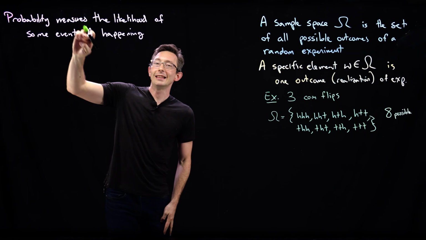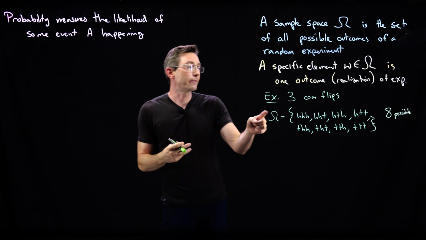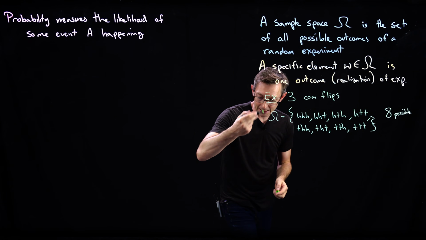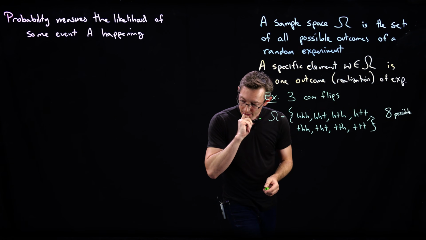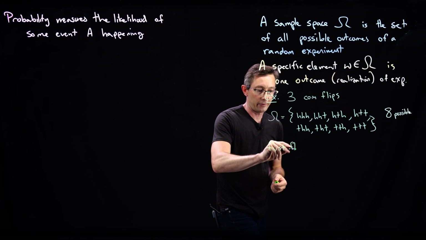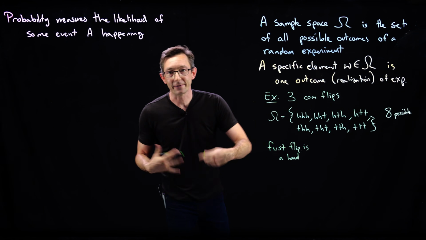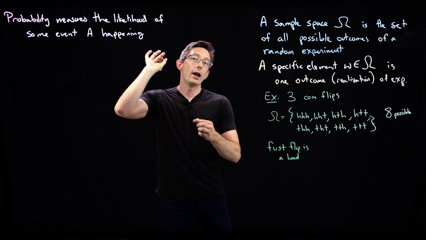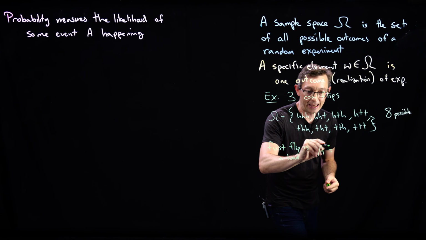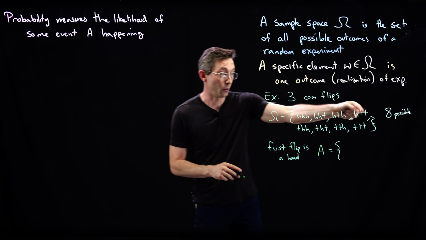And we're going to define these events A. We're going to say them in words, but then they're also going to define subsets of my sample space. So if I have this event A, let's say the first flip is a head. That defines an event A, where A is a subset of omega. So if the first flip is a head, then I can take all of the elements of omega where the first coin flip was a head.